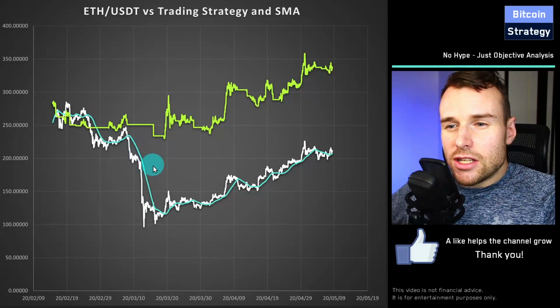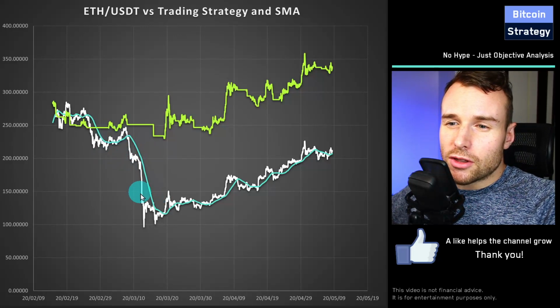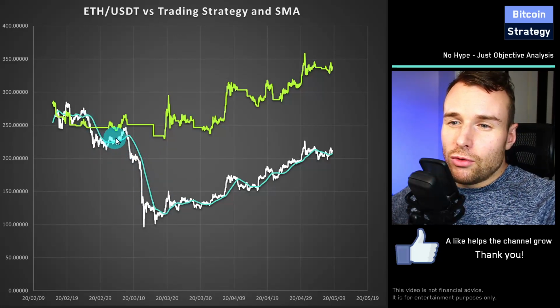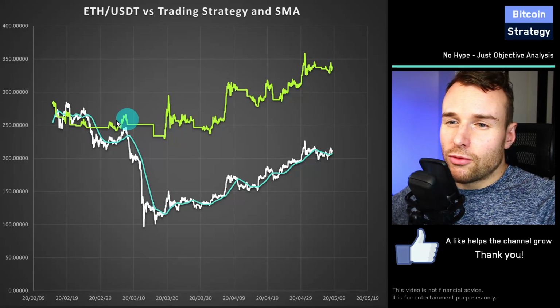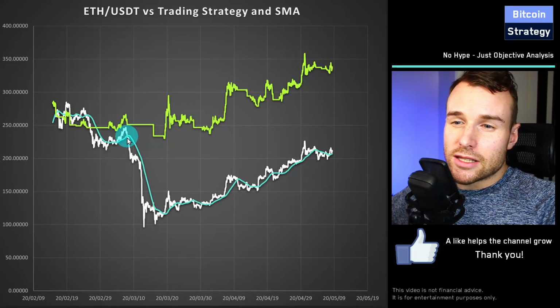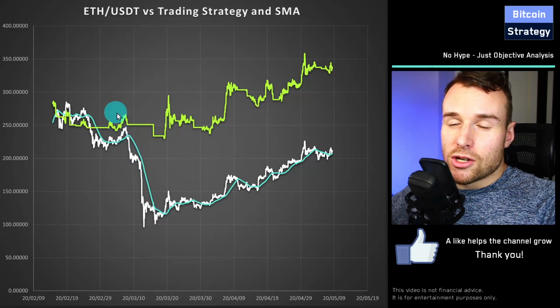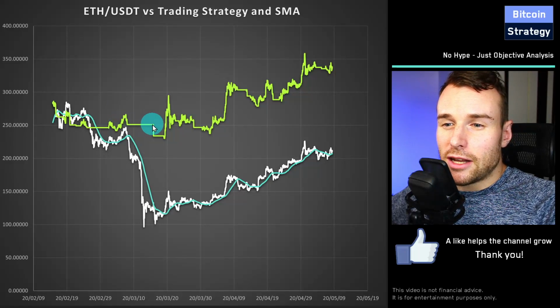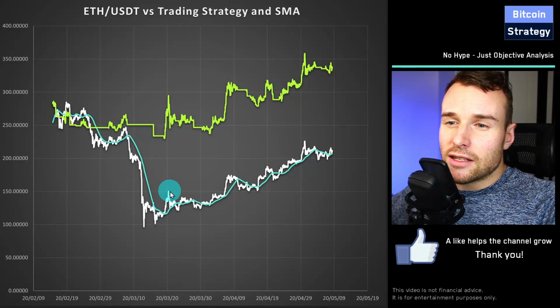And the trading strategy is pretty straightforward. So in white, you've got the Ethereum price. In blue, you've got the moving average. And in green here, we've got the portfolio line. And the idea is that we exit the market whenever the price is below the moving average. So our portfolio line is completely flat. And we enter the market whenever the price is above the moving average. So we follow the price movements.